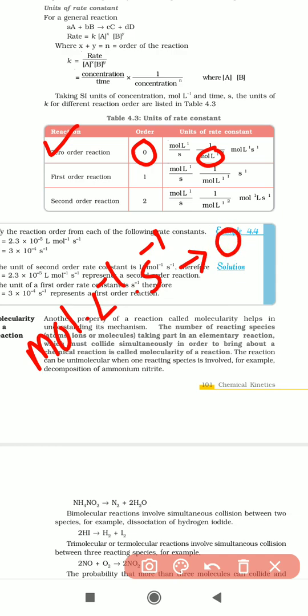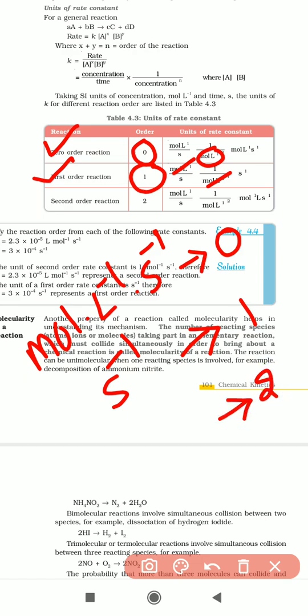If you take a first order reaction, the order will become 1. Therefore, second inverse is the unit of the first order reaction, because mole liter inverse and mole liter inverse cancel there. Therefore 1 by second is nothing but second inverse. Next, coming to the second order reaction unit, the order of the reaction will become 2.